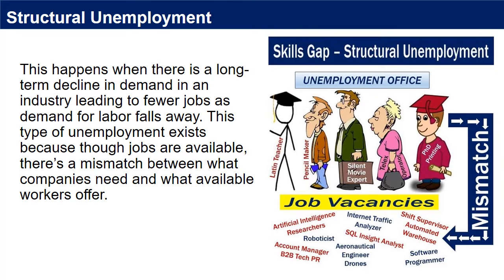Structural unemployment happens when there is a long-term decline in demand in an industry, leading to fewer jobs as demand for labor falls away. This type of unemployment exists because though jobs are available, there's a mismatch between what companies need and what available workers offer. Technology tends to worsen structural unemployment. Jobs on a production line being replaced by robots, e.g. motor manufacturing, online banking and online retailing. Thus, structural unemployment is long-lasting unemployment due to shifts in an economy.